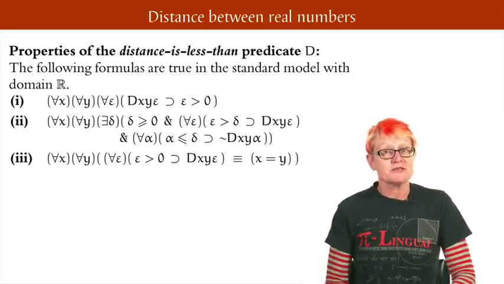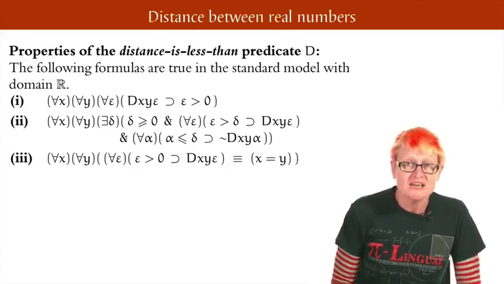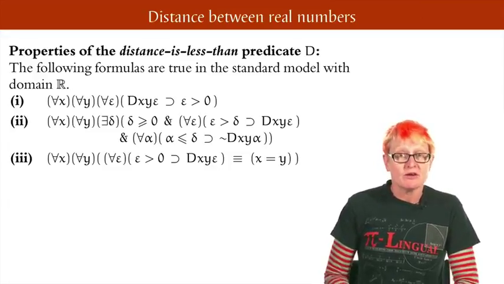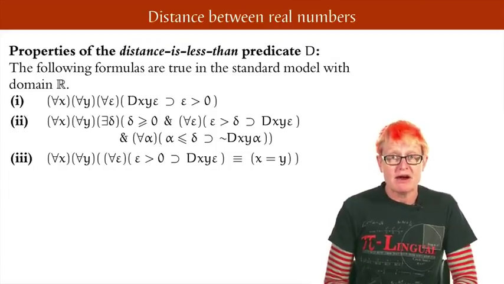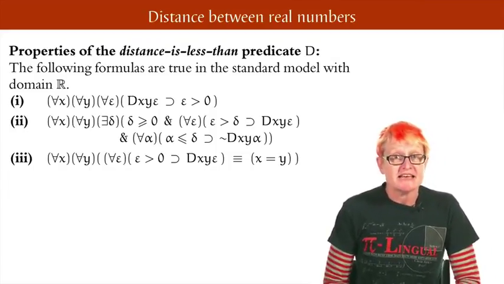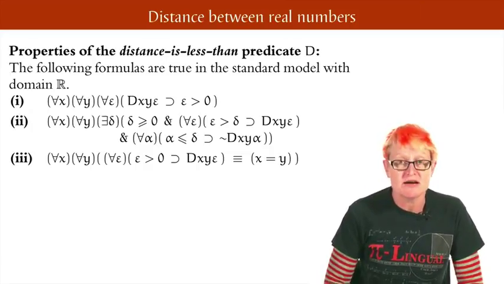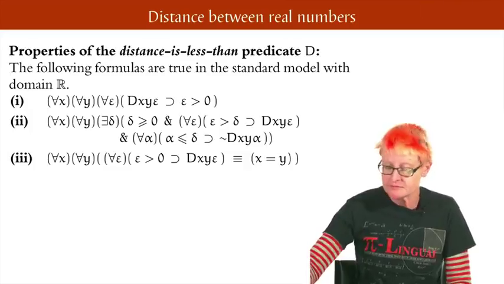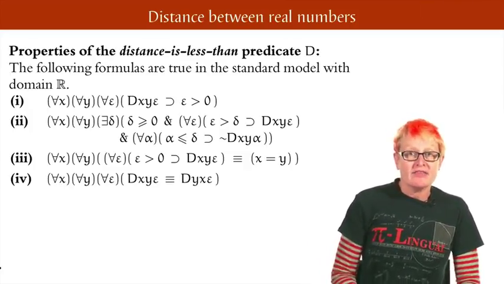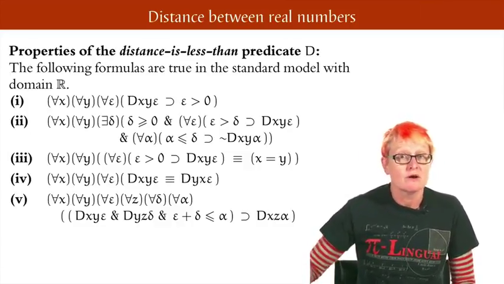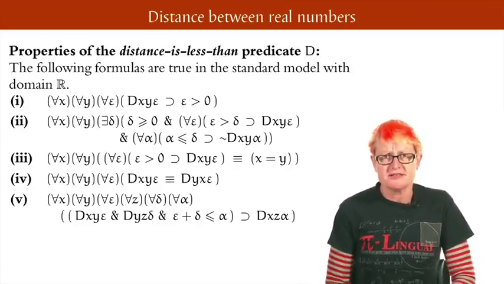Formula Roman 3 expresses that for all x and y, x is identical to y if and only if d(x, y, epsilon) is true for all epsilon greater than 0. Paraphrased, the distance is less than every positive number, epsilon, exactly when the two numbers are identical. Formula Roman 4 expresses the symmetry in the x and y arguments, while Formula Roman 5 expresses what is known as the triangle property for distance.